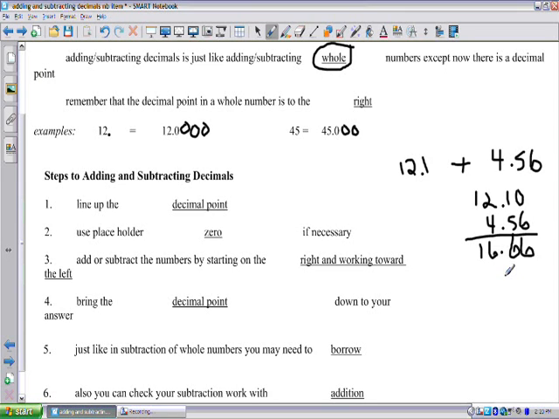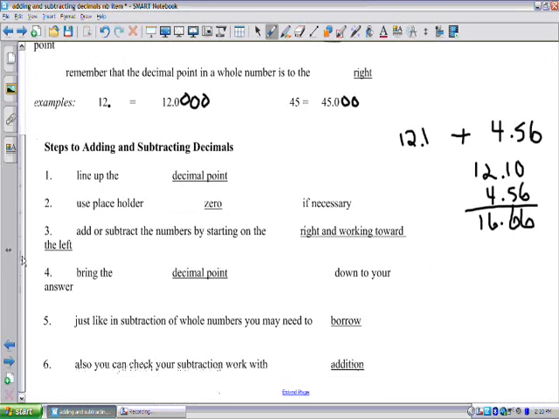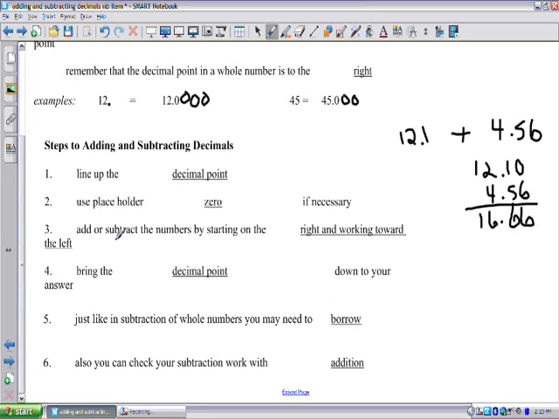Now, some thoughts to keep in mind. Just like in subtraction of whole numbers, you may need to borrow. And we'll do some practice problems that have some borrowing on them. You also should check your subtraction work with addition. Because remember, addition is the opposite of subtraction. Subtraction is the opposite of addition. And if you do that and you get the same answer, then you're doing it correctly. All right.